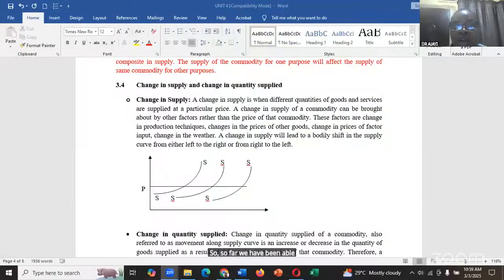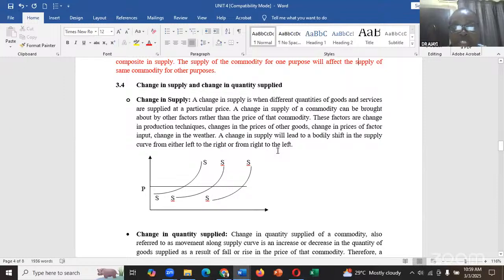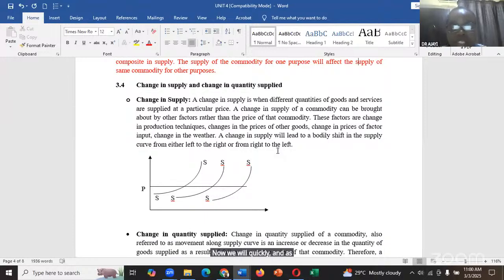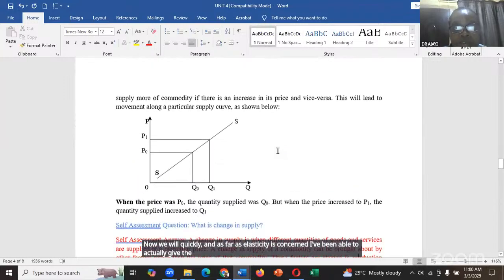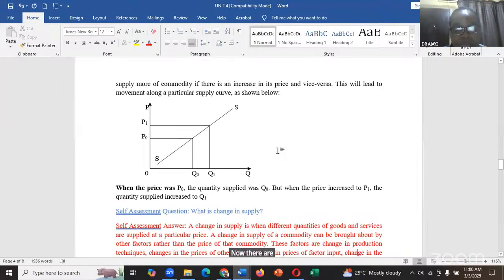So far, we have been able to cover the theory of demand and the theory of supply, and the difference between change in demand and change in quantity demanded, change in supply and change in quantity supplied. Now, as far as elasticity is concerned, I've been able to at least explain the different types. Now there are some things I want us to take note of.